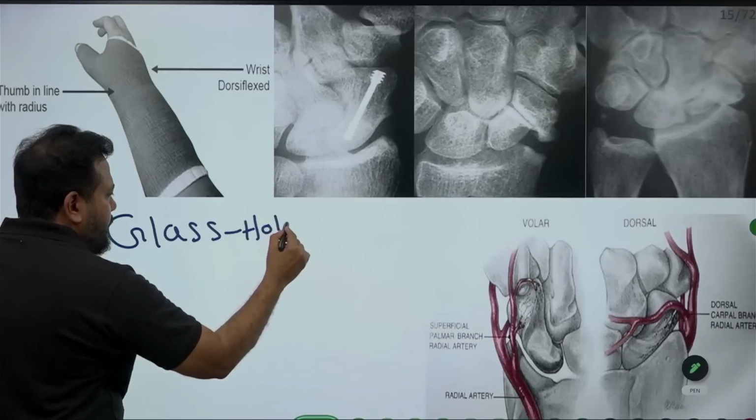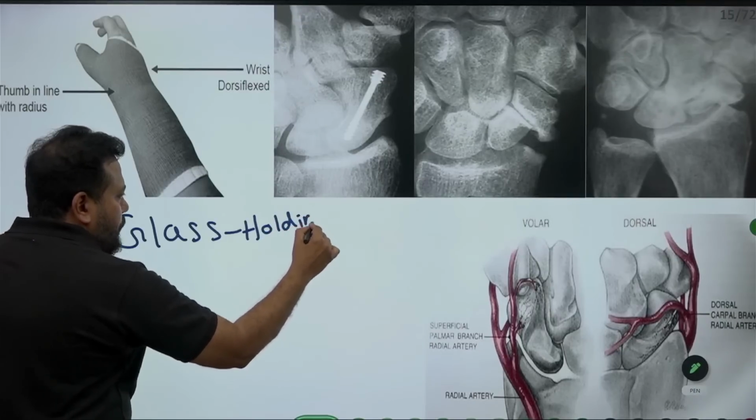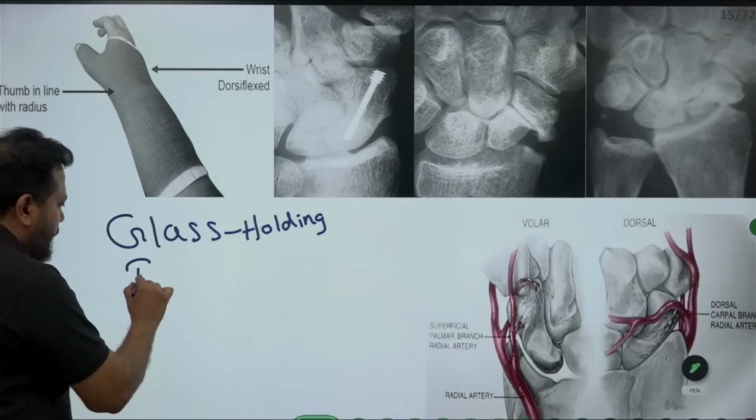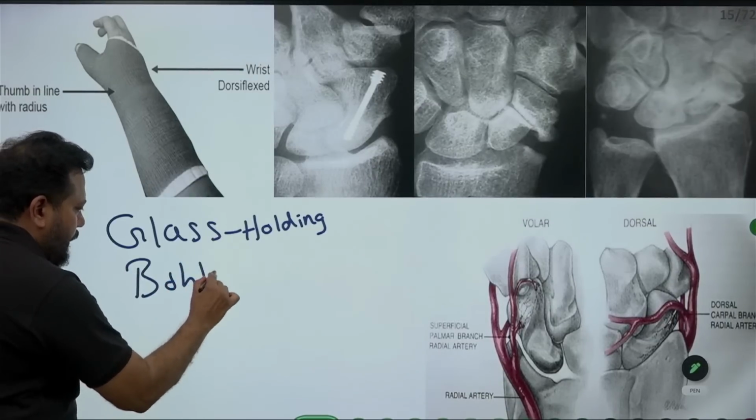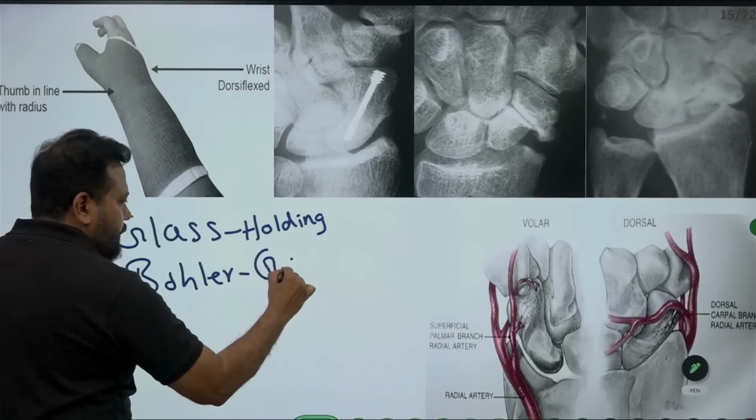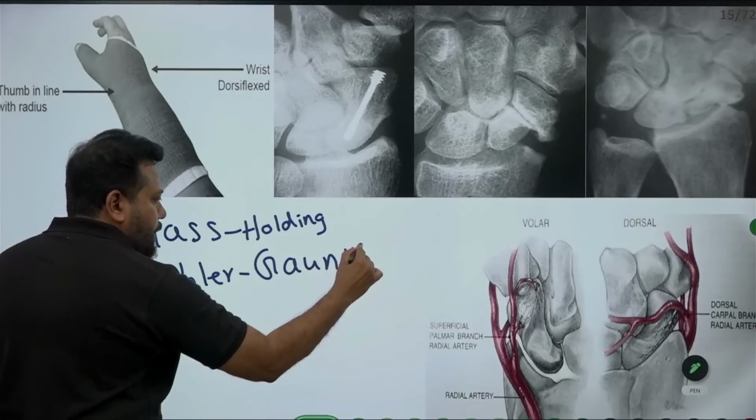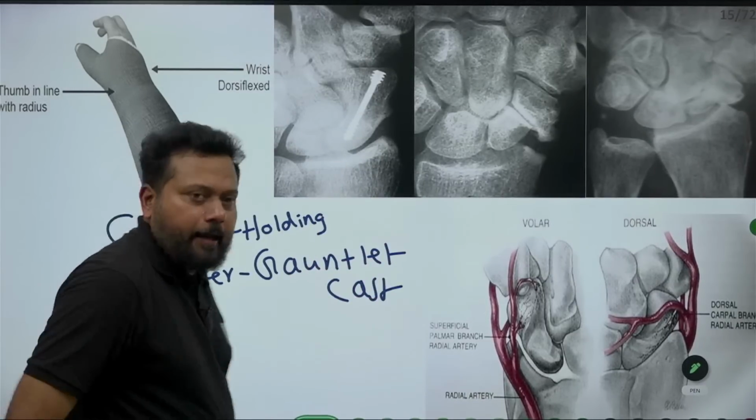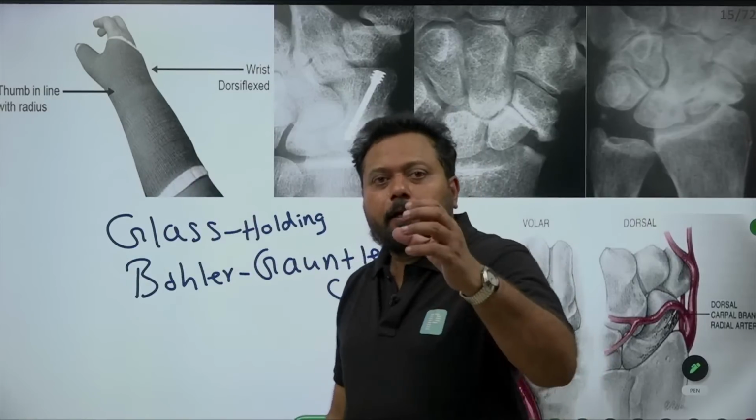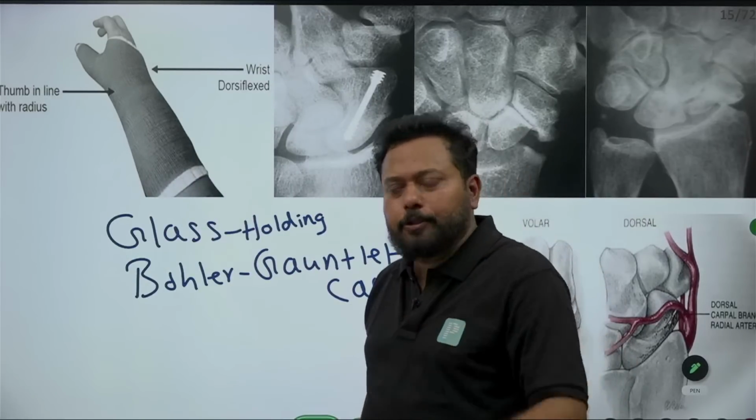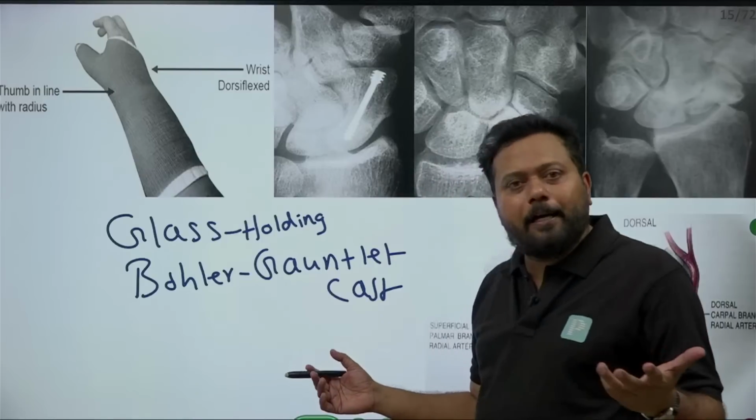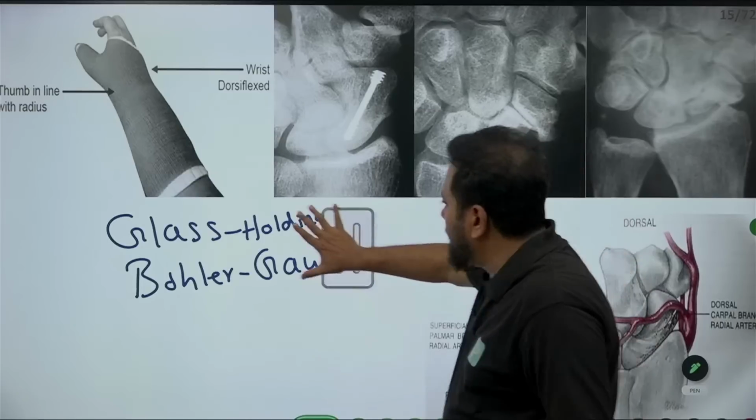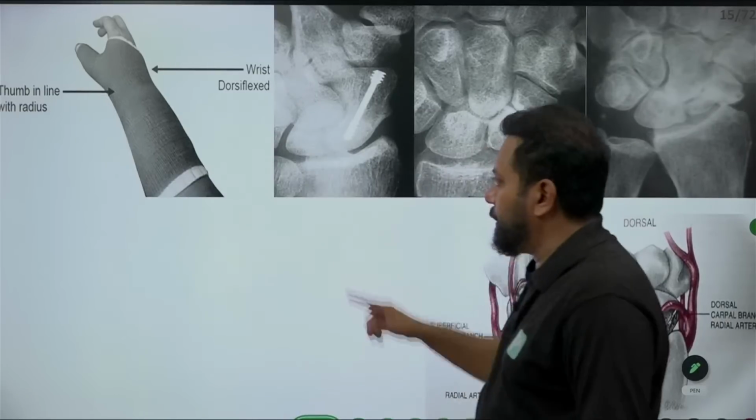Glass holding position. And this goes by a name: Bohler gauntlet cast, G-A-U-N-T-L-E-T. So scaphoid cast, glass holding cast, glass holding position. The cast is called Bohler gauntlet cast. That is the treatment of choice for undisplaced scaphoid fracture.